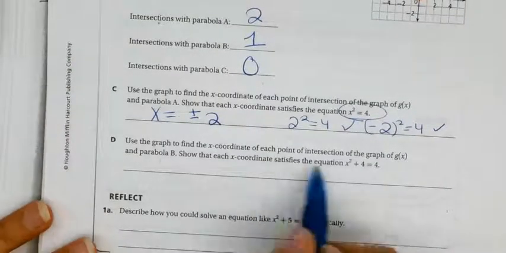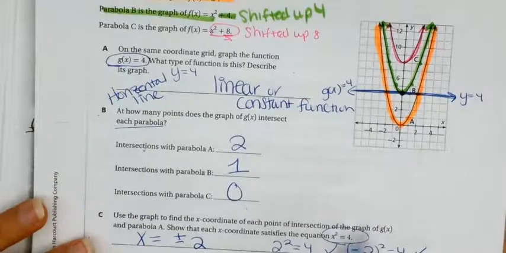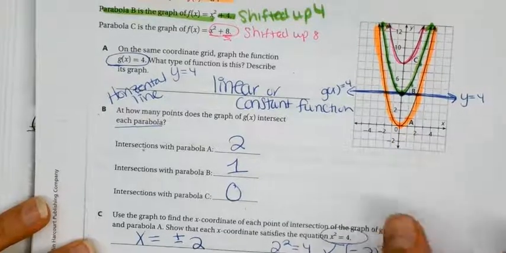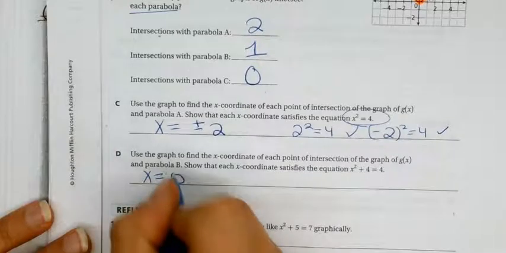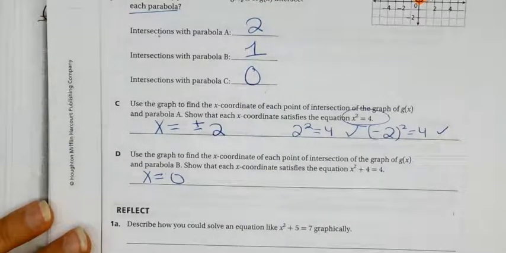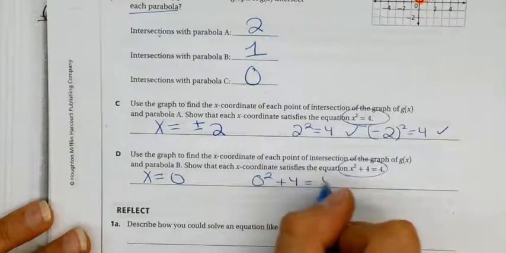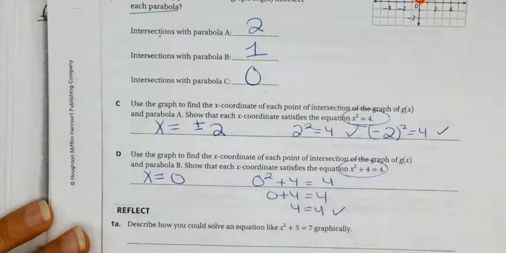Use the graph to find the x-coordinate of each point of intersection of g of x and parabola B. All right, so where does it intersect parabola B? It intersects it at x equals 0. And if I plug that in here, I'd get 0 squared plus 4 equals 4. 0 plus 4 equals 4. 4 equals 4? Sure does. So it satisfies this equation.